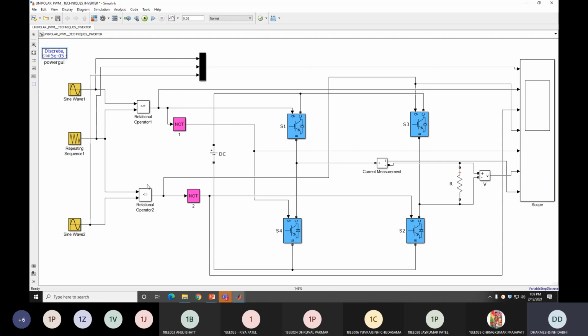Is there any doubt in the simulation? Or is there any doubt in the theory portion of this technique? Yes or no? Is there a doubt? Is there any question to you?